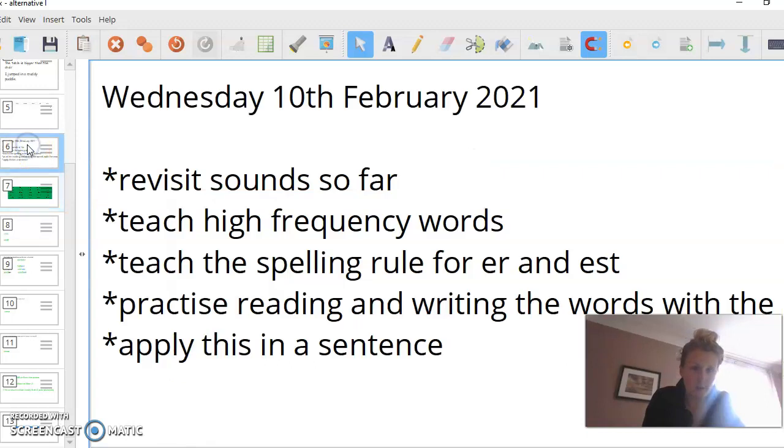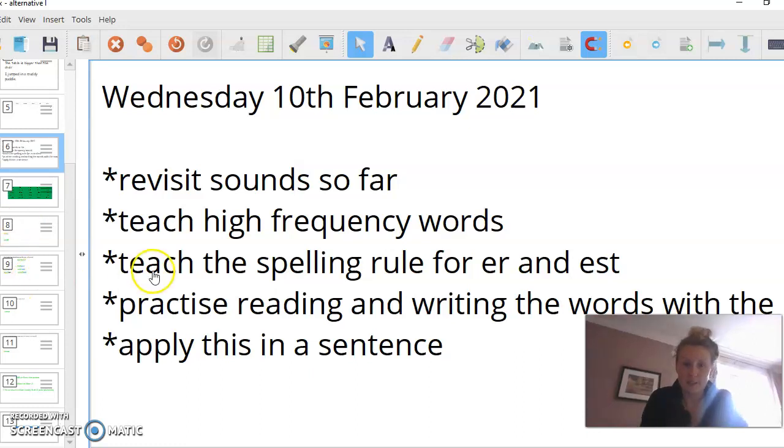So let me get to my right page. We're going to be revisiting our sounds so far. We're going to look at some more of our high frequency words. We're going to look at a spelling rule for the ER and the EST suffix. We're going to practice reading and writing the words with the new suffixes in, and we're going to be applying these into a sentence like we did yesterday with the alternative L sound, didn't we?